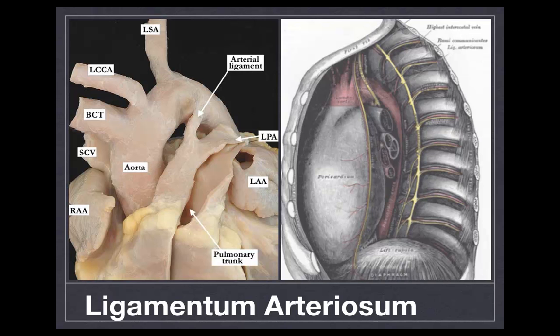We'll first talk about the ligamentum arteriosum, also known as the arterial ligament. It is a structure that connects the aorta and the left pulmonary artery. You can see it in the left diagram, connecting those two structures, and on the right in the drawing, it is the middle yellow ligament. Again, you can see how it would connect those arterial structures.